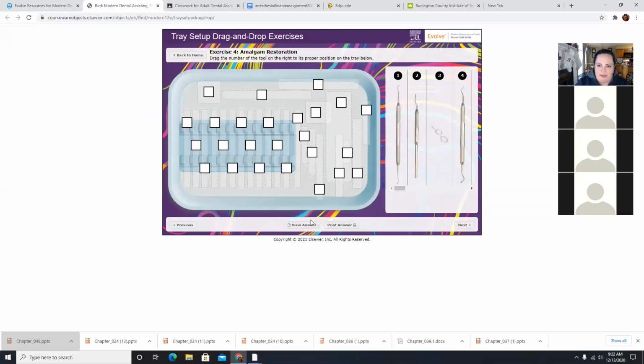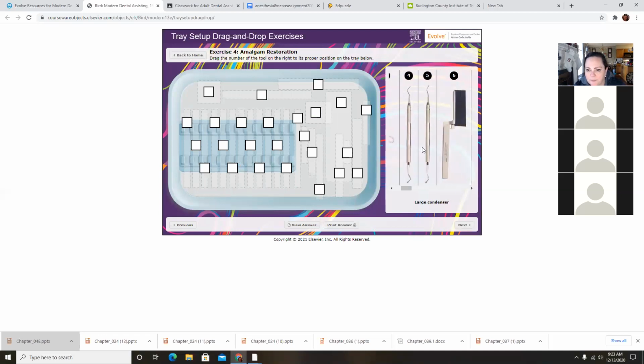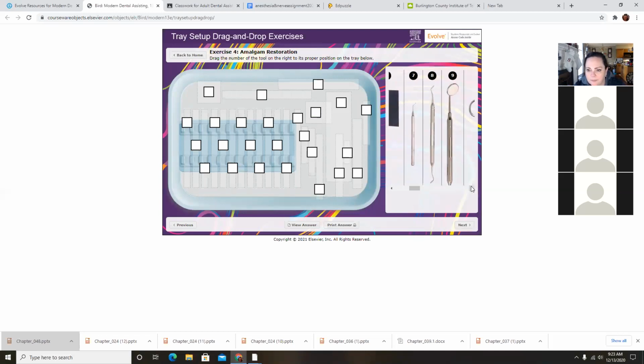So for amalgam instruments, we are talking about first, and it's the same procedure, but it has a slightly different set of instruments, okay? So first we're gonna remove decay, just like we do with composite, right? But some of the decay gets removed with hand cutting instruments, such as a hoe, a chisel. Right? Here's a gold carving knife. Here's a hatchet.